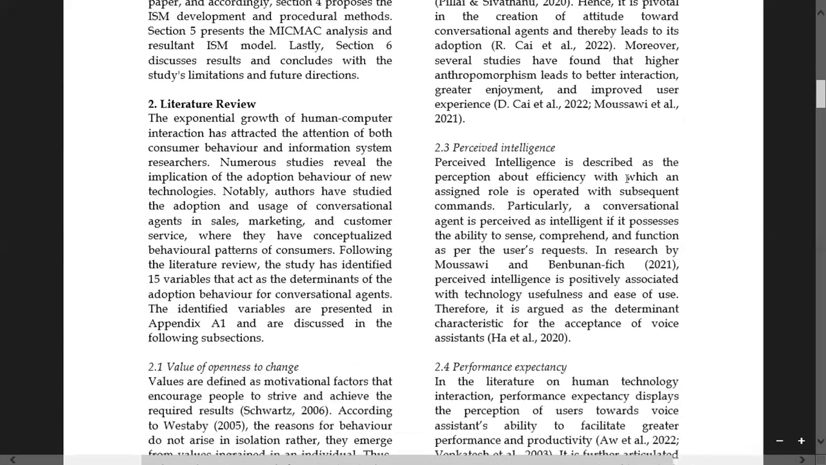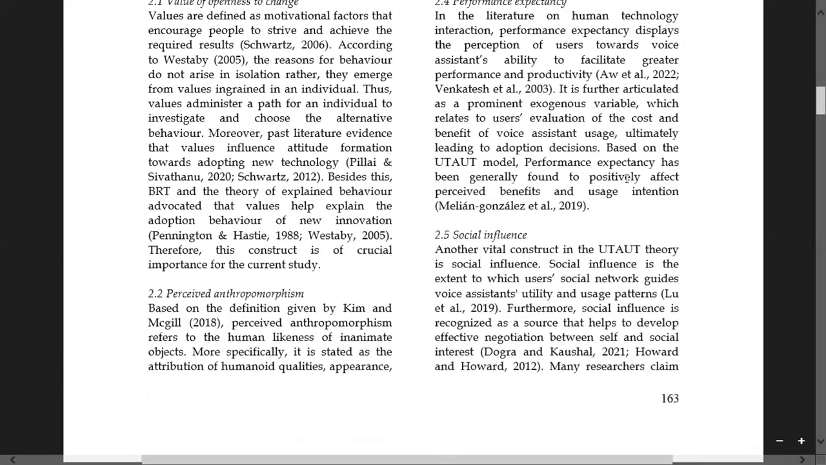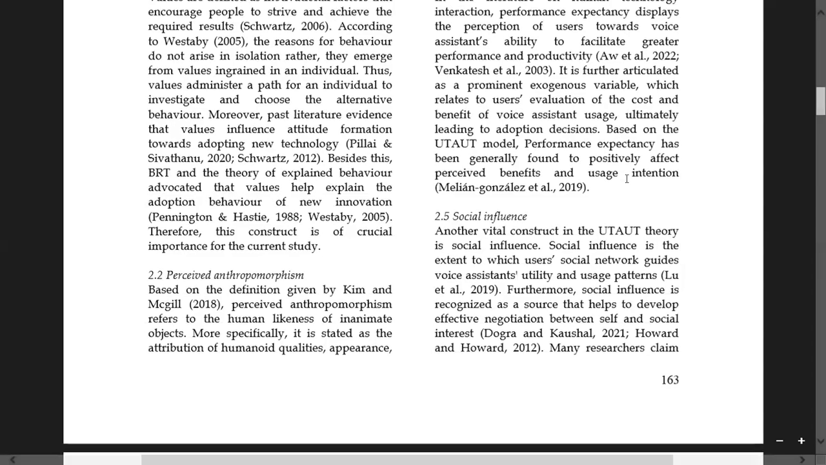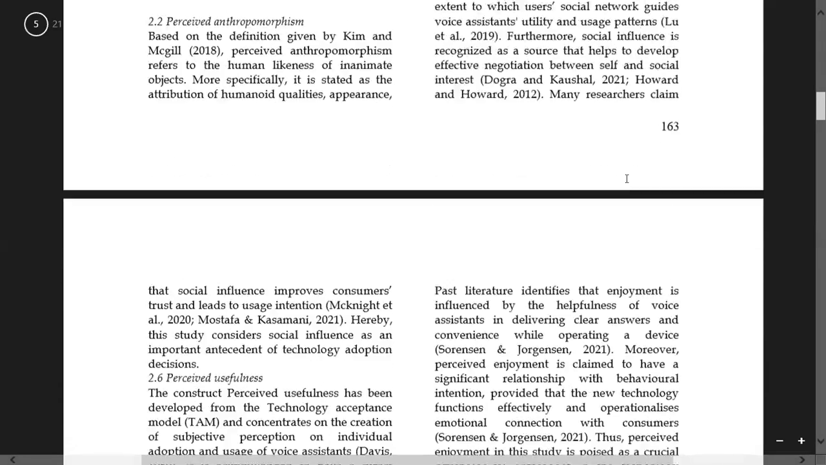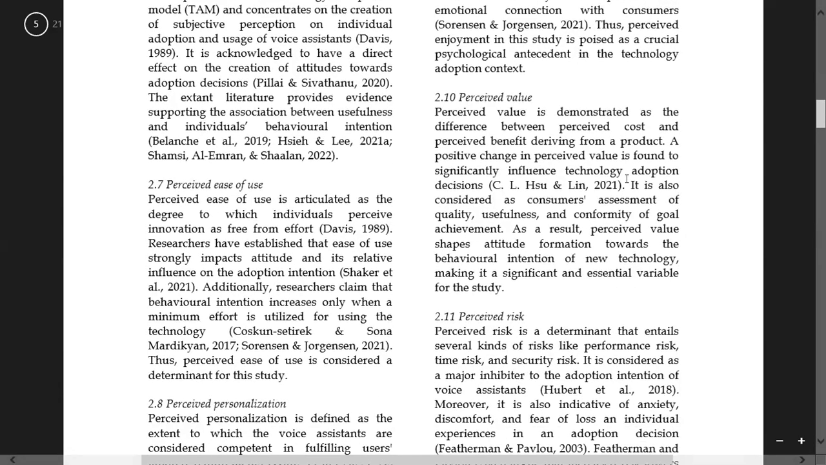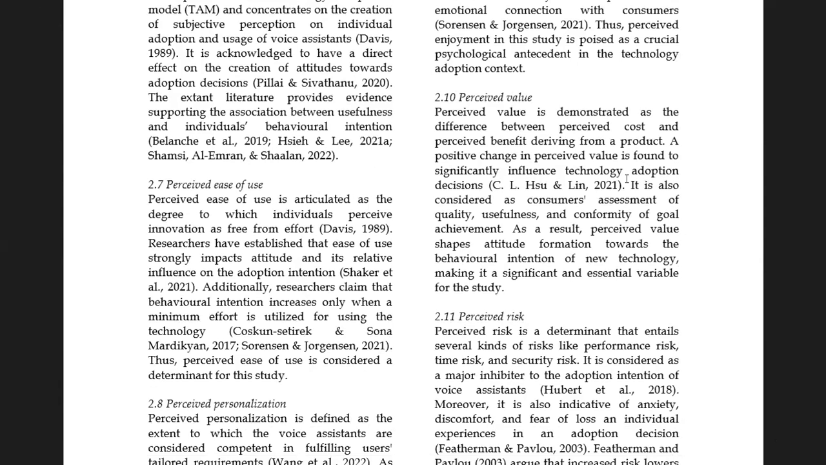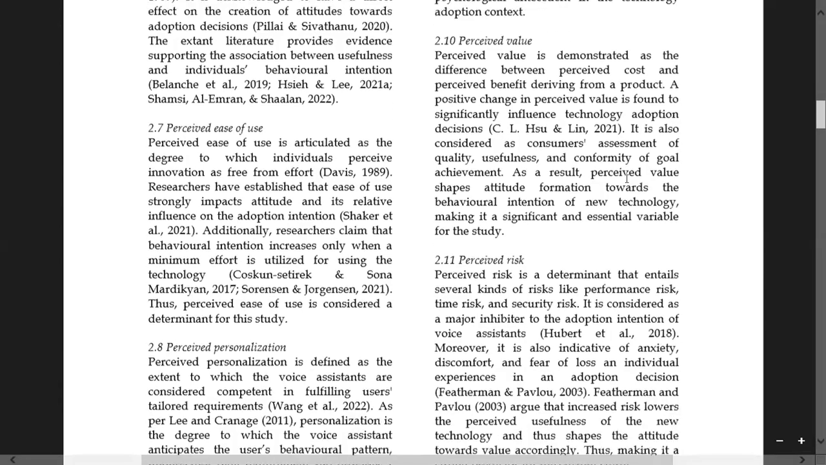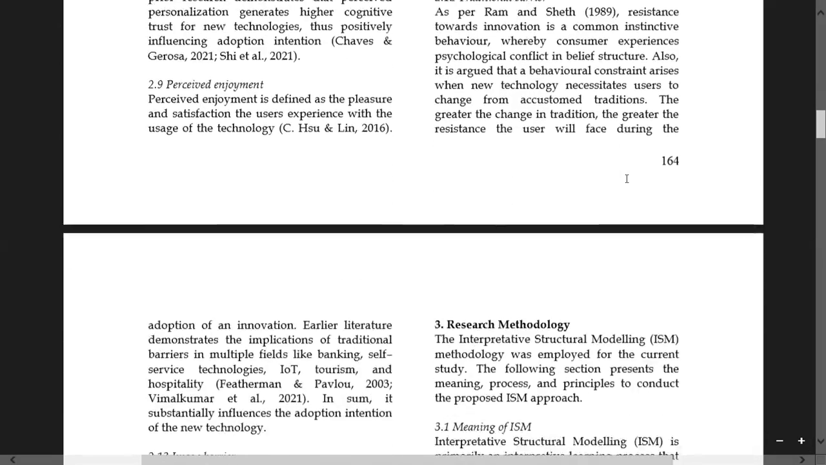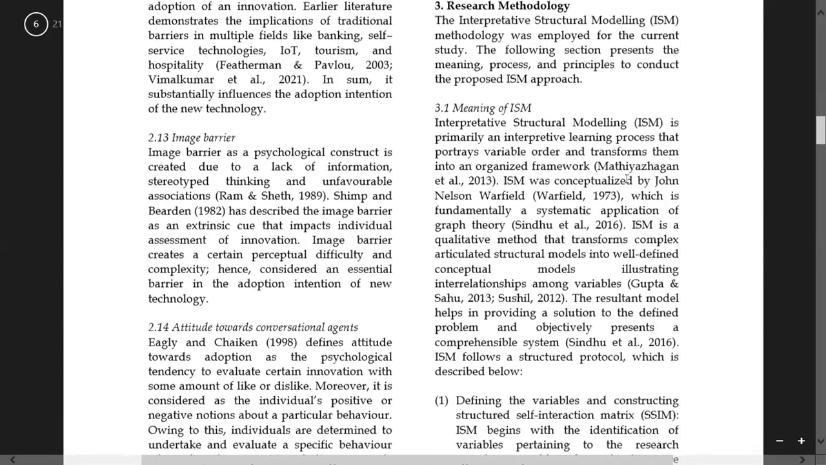Perceived intelligence should be there. Perceived expectancy. Some of them are from UTAUT theory. I have taken the variable from there. Perceived usefulness, perceived ease of use. That answered the question. Somebody asked what if a variable is there in some other theory? Not a problem. But the model as such does not exist. Perceived value, perceived risk. These are from innovation resistance theory. Traditional barrier, image barrier, attitude, etc.